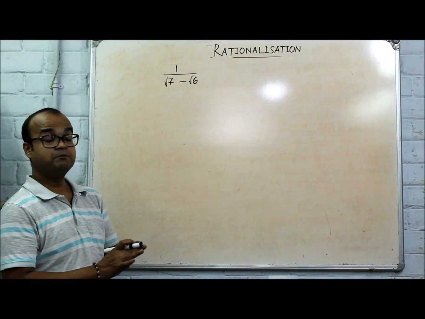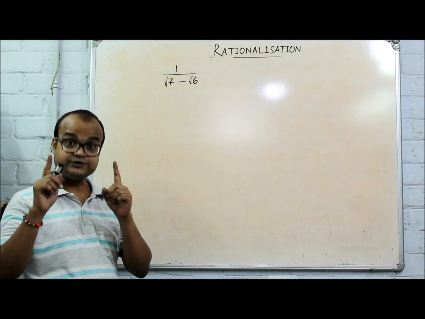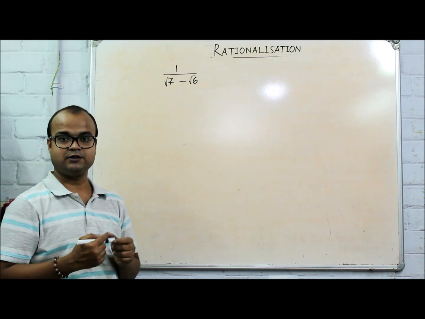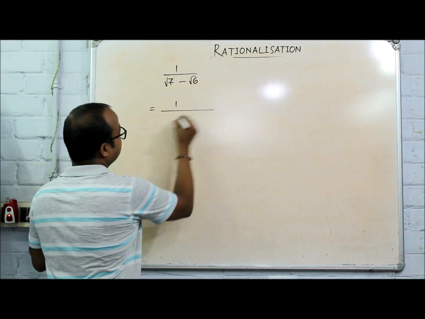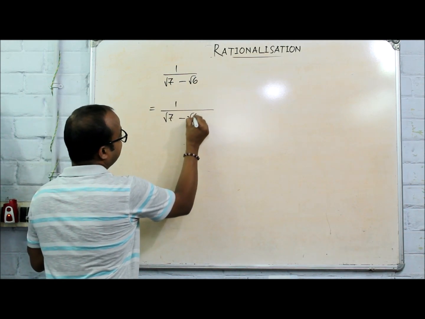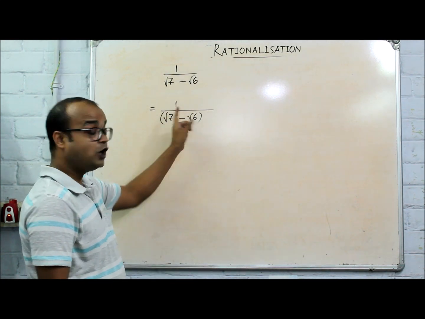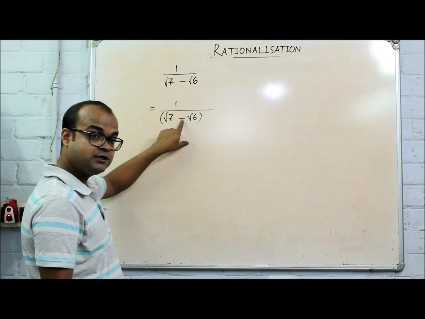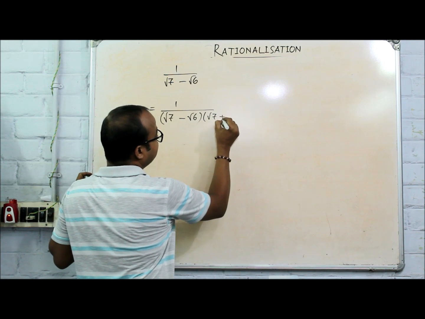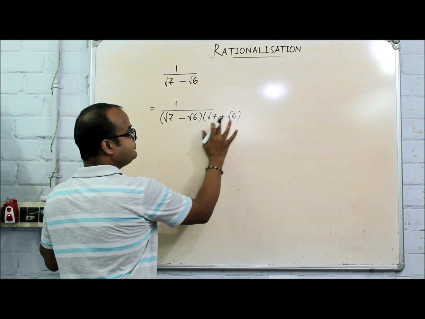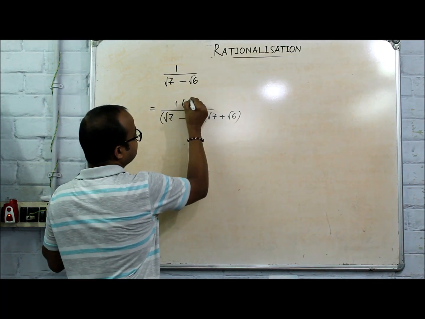Let us discuss this problem. 1 by root 7 minus root 6. So we need to multiply with the same term with opposite sign. That means we need to multiply numerator and denominator with opposite sign. That is, here minus is given, so we need to multiply numerator and denominator with the same term with opposite sign. Minus, so we multiply with plus.